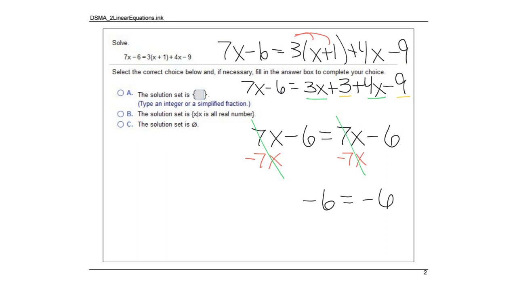If you had moved the negative 6 first, you would have ended up with 0 equals 0. And so this is a true statement, but I can't solve. I can't end up with x equal to something when I don't even have an x.